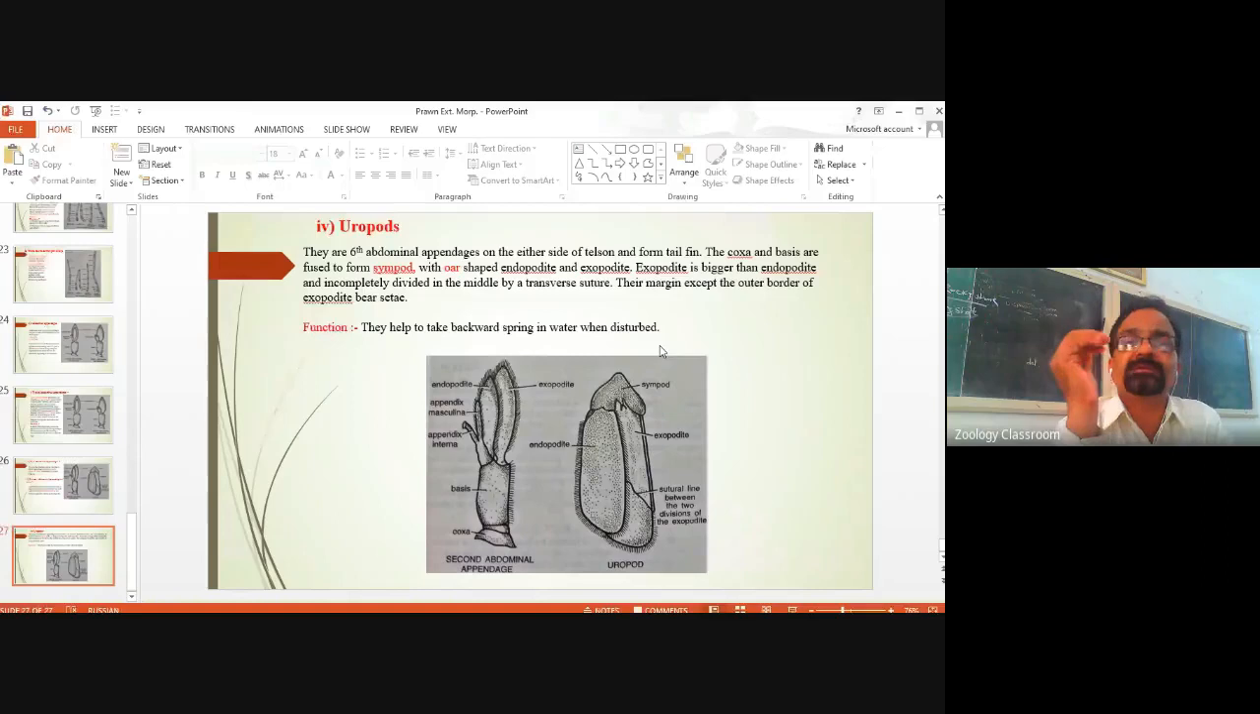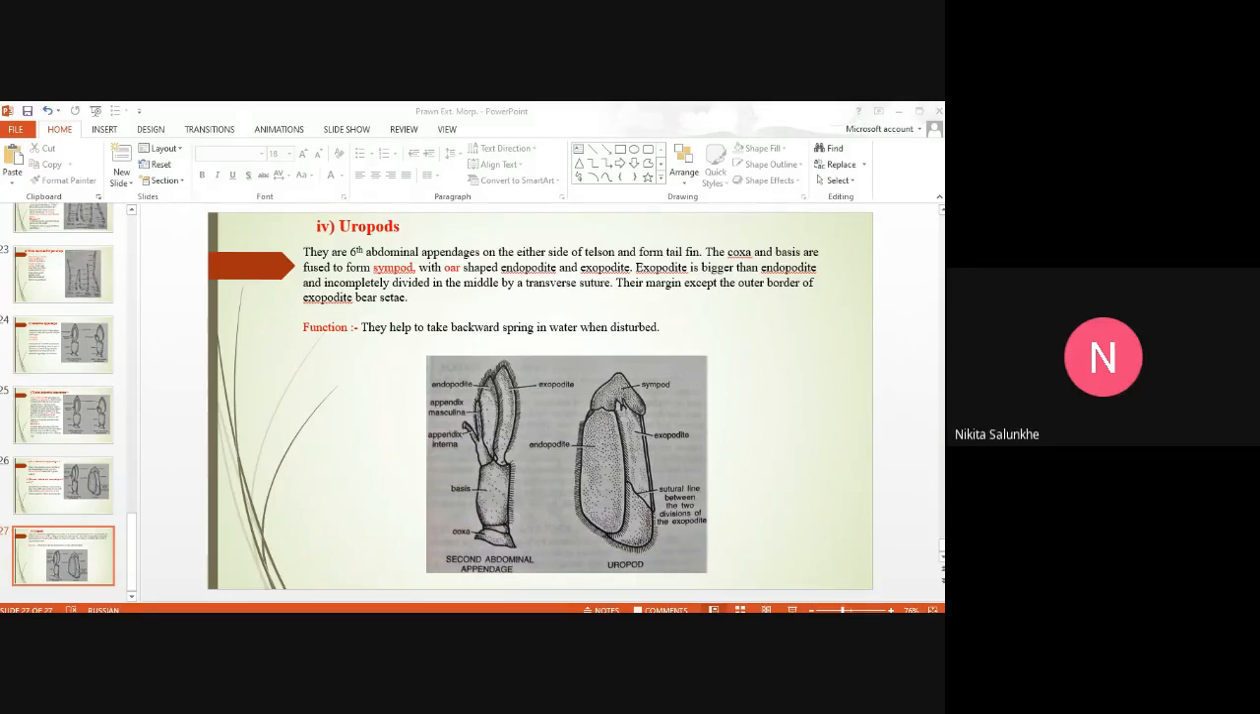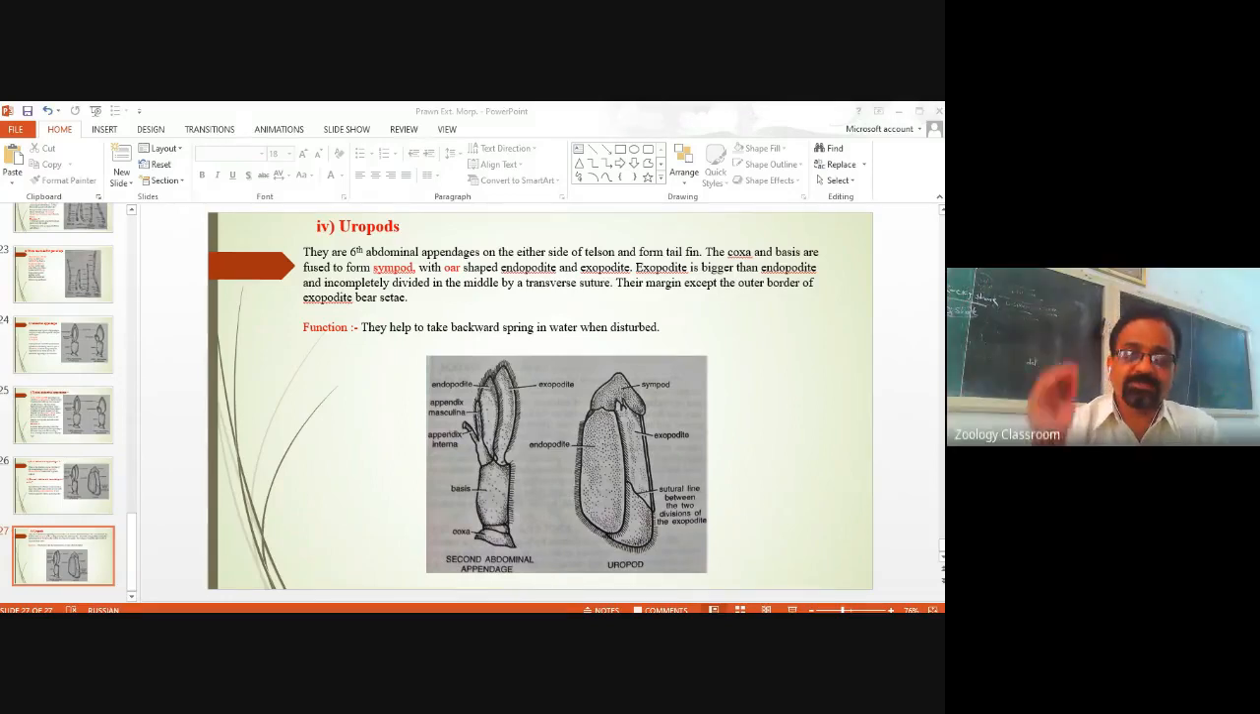Can you see me on the screen? Let me explain. See now, if this is the prawn, this is the prawn position, and when the animal is disturbed it moves backward.